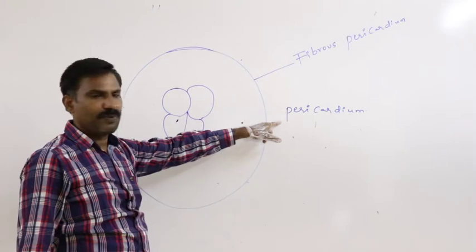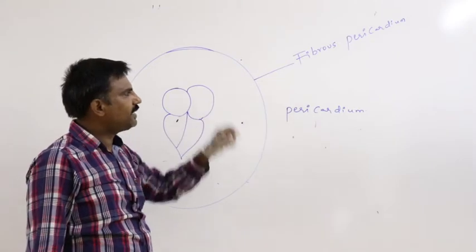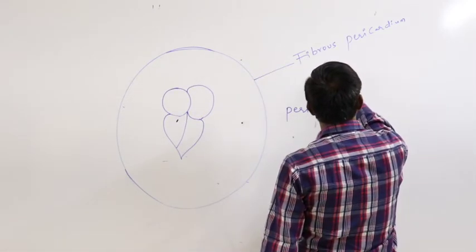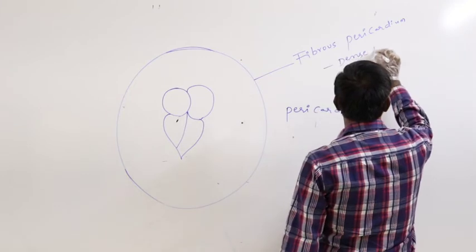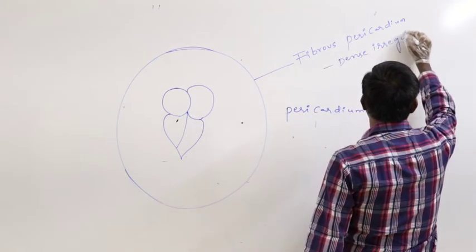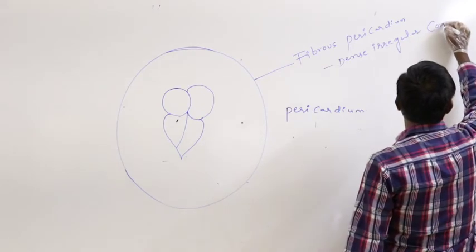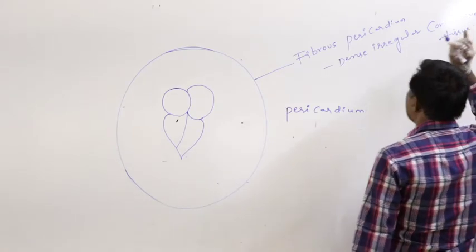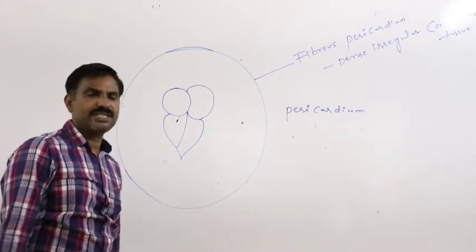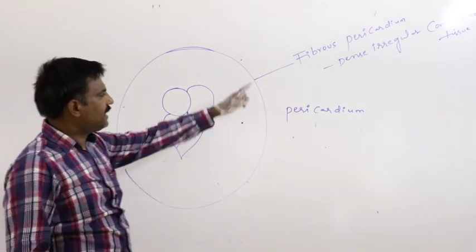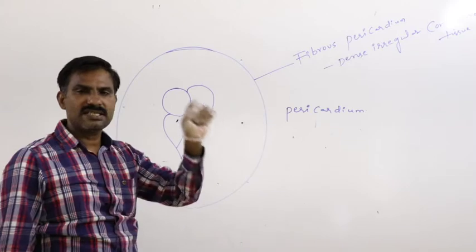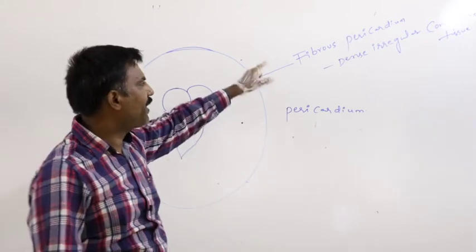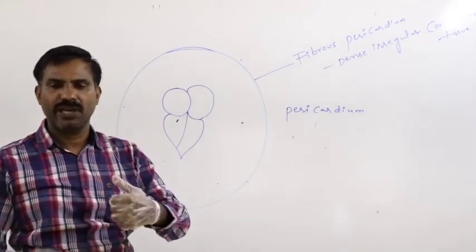The outermost layer present in the pericardium is the fibrous pericardium. This is made up of densely irregular connective tissue that is very stiff, and it attaches to the inner surface of the thoracic cavity.